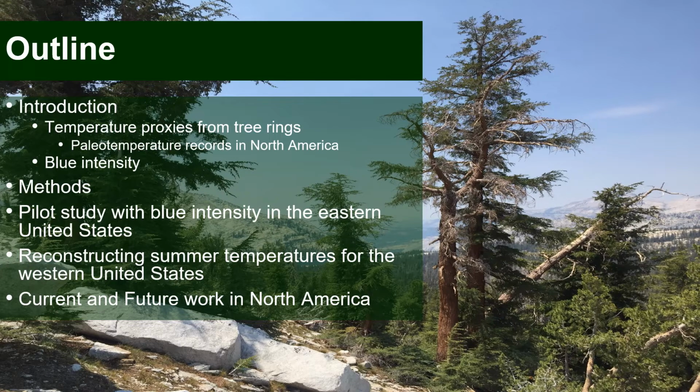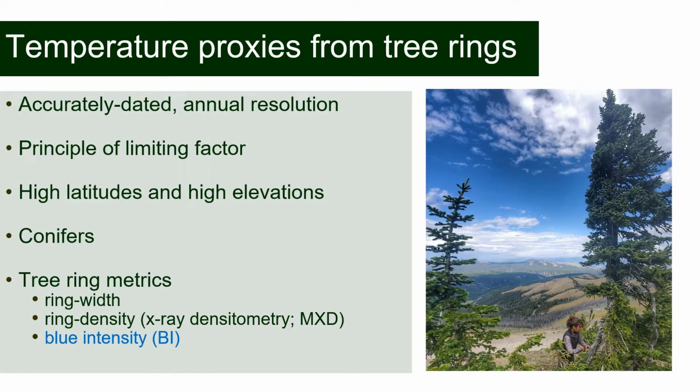As I'm sure many of us are aware, tree rings are exceptional sources of paleo-environmental data because they can provide accurately dated proxy information at the annual resolution. Based on the principle of limiting factor, we're able to attain paleo temperature information from trees growing in temperature-limited environments. In North America, trees whose radial or densitometric growth is predominantly limited by temperature can be found both at the high latitudes or the high elevation locations at lower latitudes.